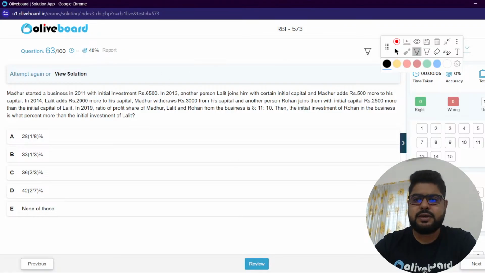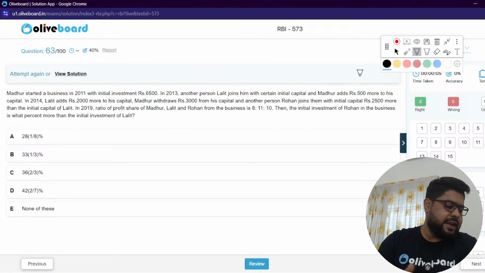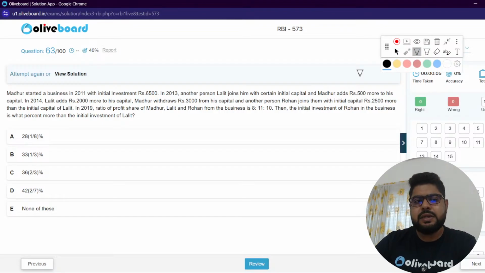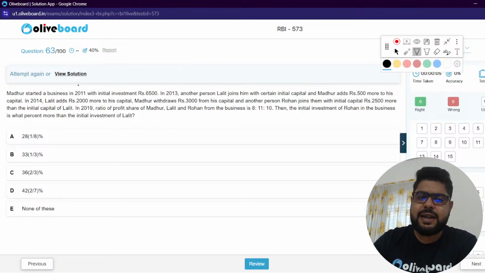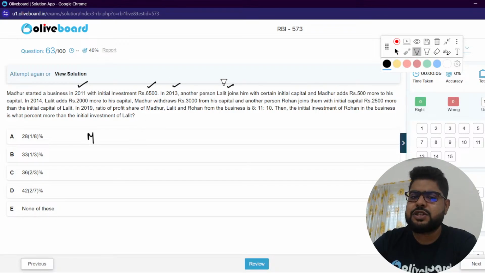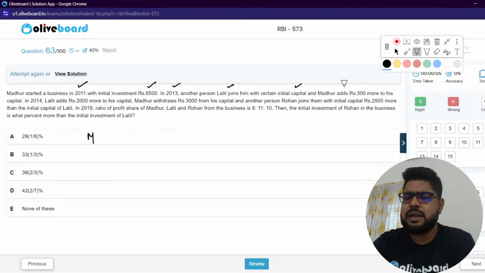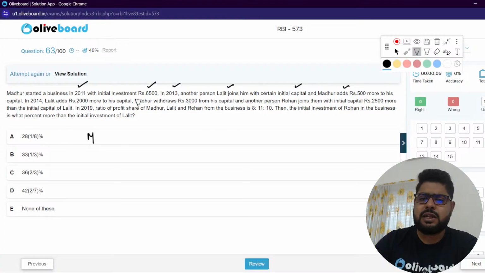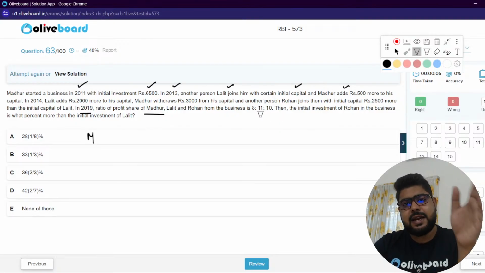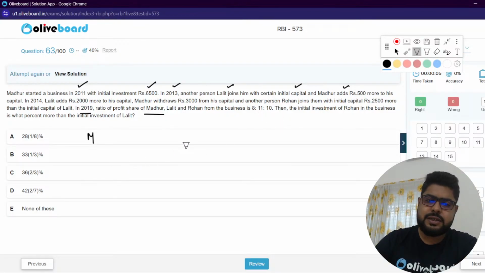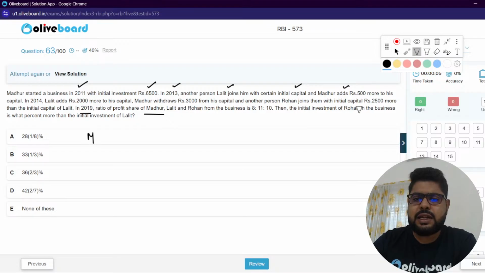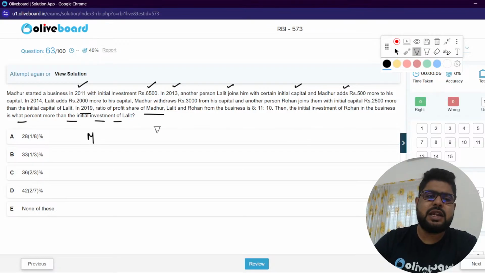Moving ahead, sir. Again, very simple question. Next one. Madhur started a business in 2011 with an initial investment of this. In 2013, another person, Lalit, joins with a certain initial capital. Madhur adds this much more. In 2019, the ratio of the profit share is given. 2011 starting, 2019 end. Then the initial investment is what percentage of the initial investment of Lalit?